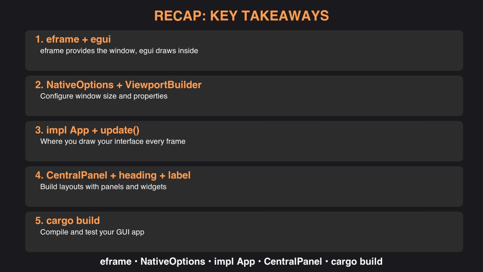Recap. 5 key takeaways. First, eframe provides the window. egui draws inside it. Second, native options and viewport builder configure the window. Third, impl app with update draws your interface. Fourth, CentralPanel, heading, and label build the layout. Fifth, cargo build compiles your app for testing.